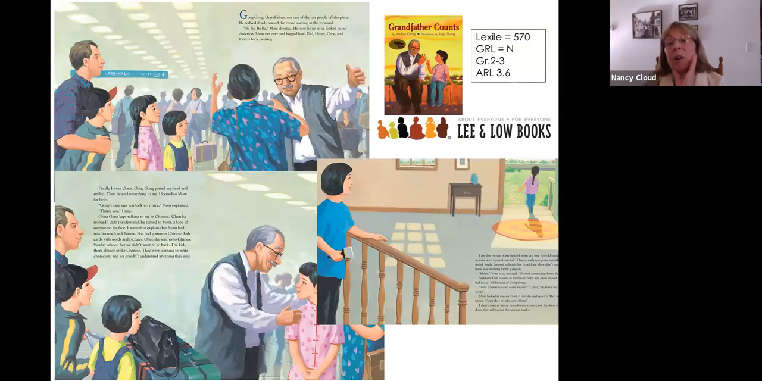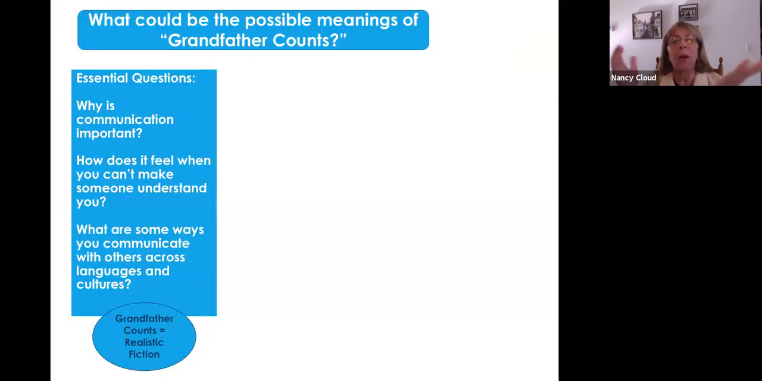We see the grandfather and his granddaughter. We see them holding up fingers. But what do you think could be the possible meanings? What are all the double entendre meanings we could have for grandfather counts? Just think about that.